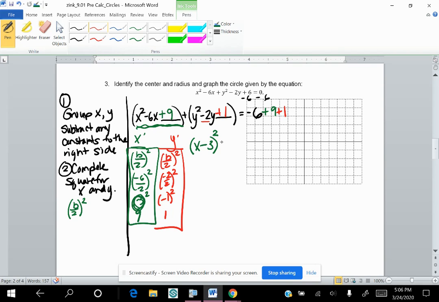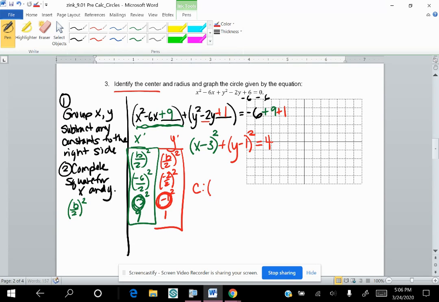And then our Y group, I'm going to do the same thing. Whatever it was before I squared it, it was negative 1, so it's y minus 1 quantity squared. And then I have 9 minus 6 is 3, plus 1 is 4. So I now have my equation. It asked me to identify the center and the radius.